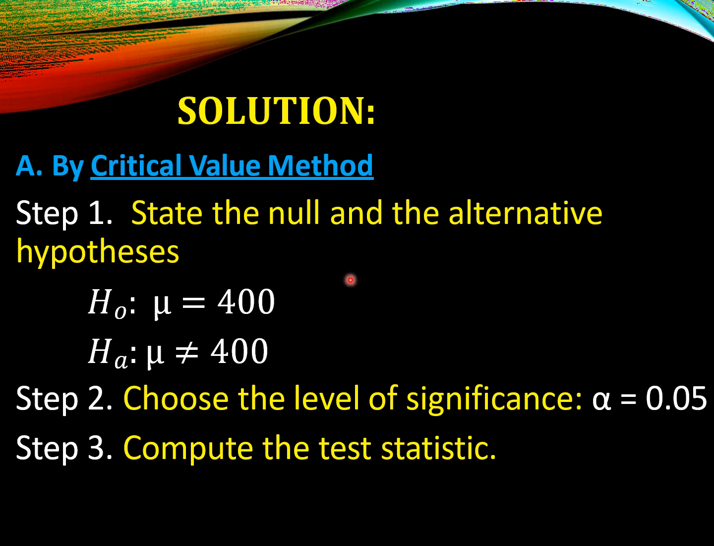Here is the solution for our example by using the critical value method. So the first step is to state the null and the alternative hypothesis. So we have H0, the population mean is equal to 400. Alternative hypothesis, the population mean is not equal to 400, because of the term different that was used in our problem. Okay, step 2, choose the level of significance. So we have the given level of significance 0.05. And then for the third step, compute the test statistic.